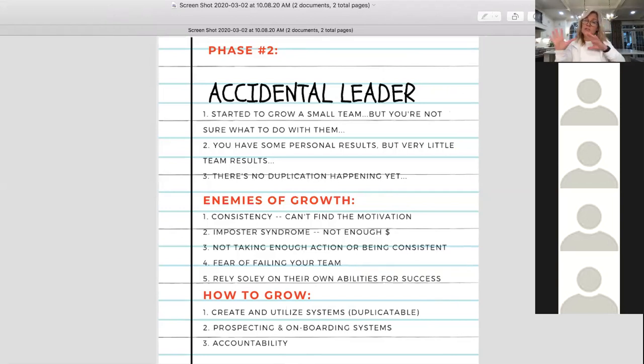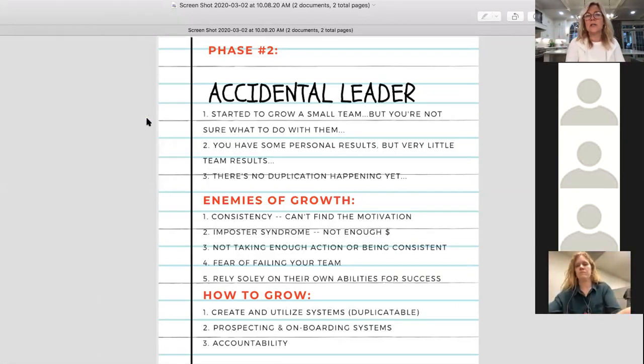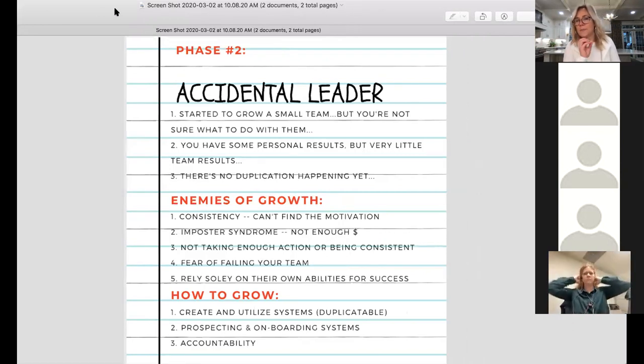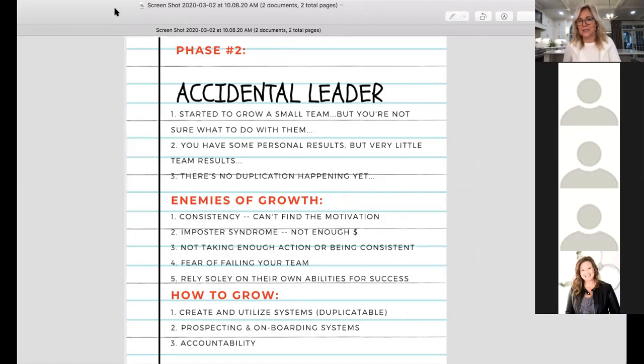Okay, so we just started a new series and it's about what type of leader are you? We're going to walk through 4 phases of leadership, and talk about what identifies you as a particular leader in that phase, based on how long you've been in the business and where you are. Last week we talked about the self-leader, a brand new person just getting going. Today we're going to talk about the accidental leader.